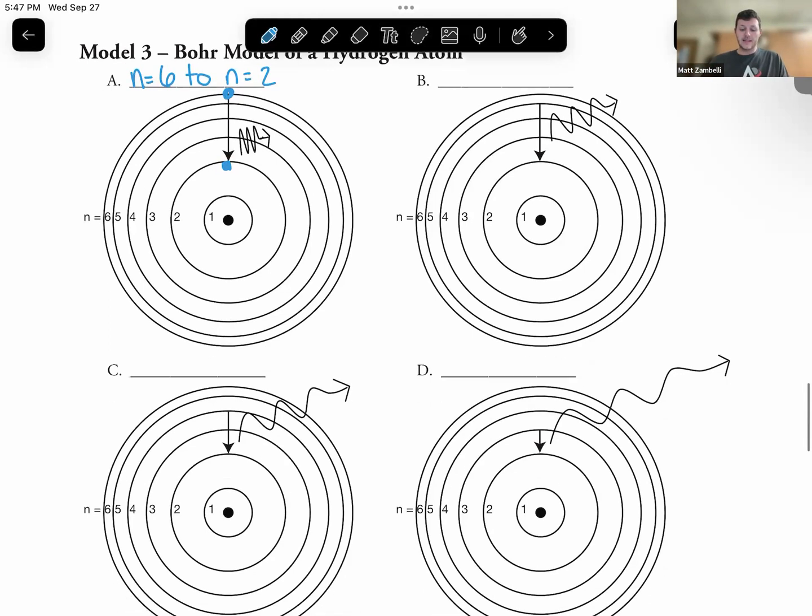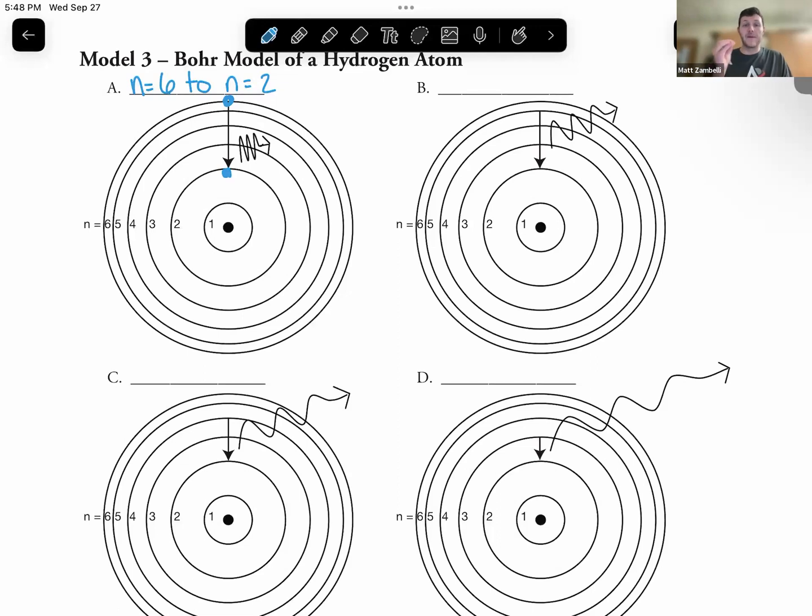The next thing we need to decide is, are we absorbing or are we releasing energy here? So is energy going in or is energy going out? Decide that based on the arrows that you see and where the electrons are moving and the energy you see going in or going out.